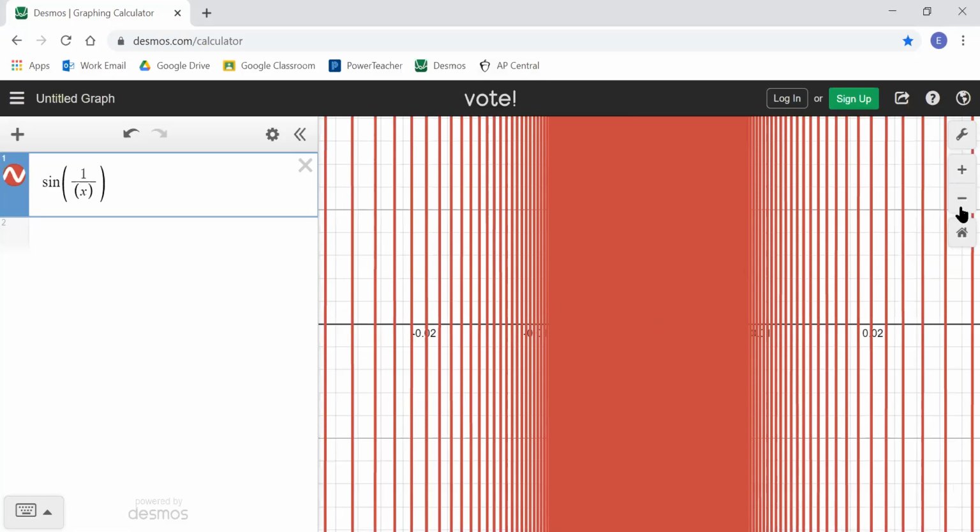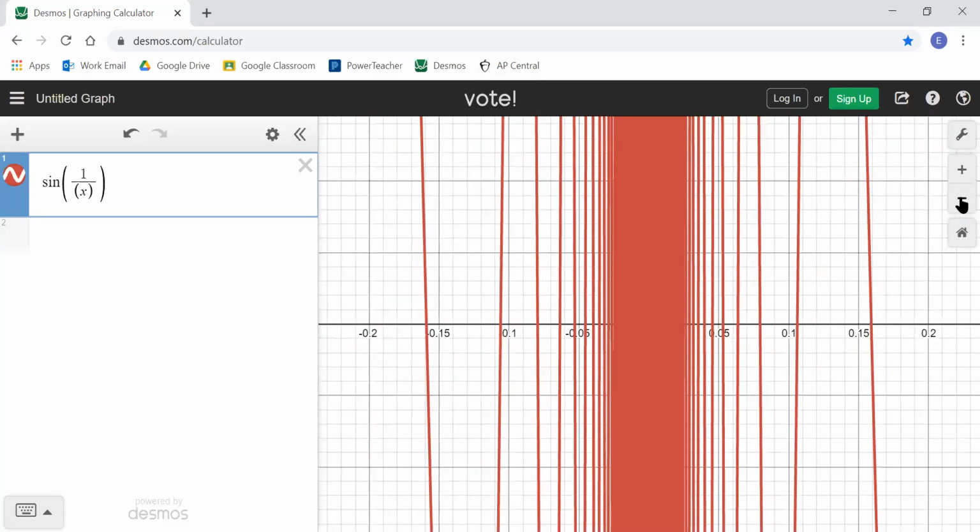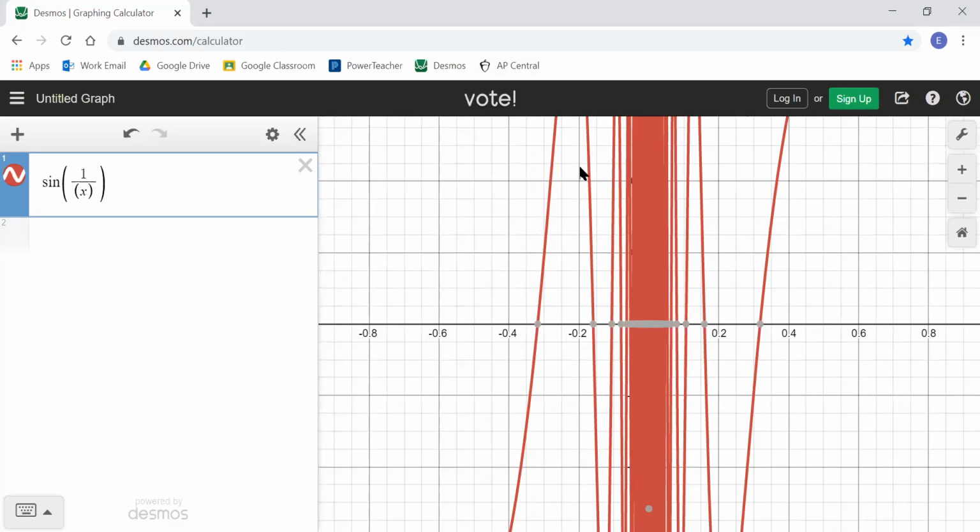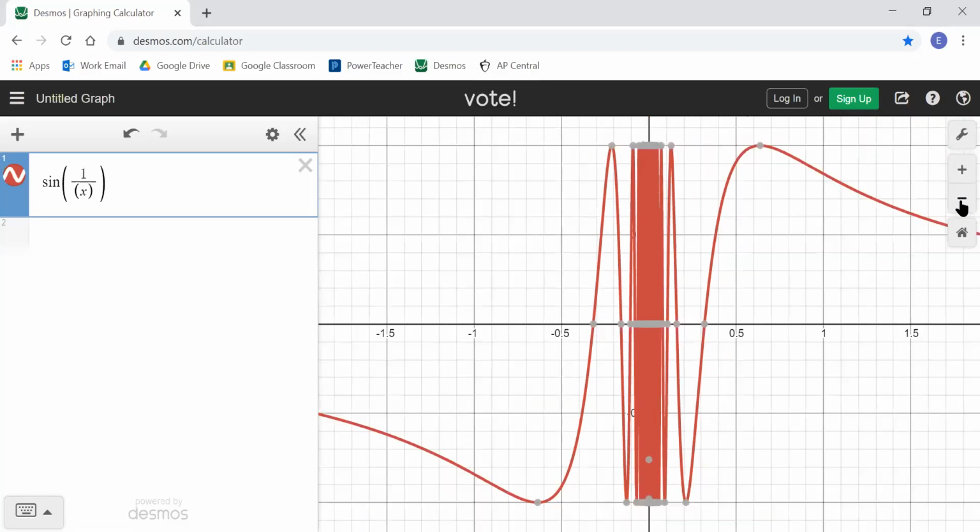But it looks like, what is this function doing? It looks like it's oscillating back and forth, right? A whole heck of a lot of times, true? In fact, with increasing frequency as the function goes towards 0. True. Yeah, definitely. I would say it definitely looks like that.